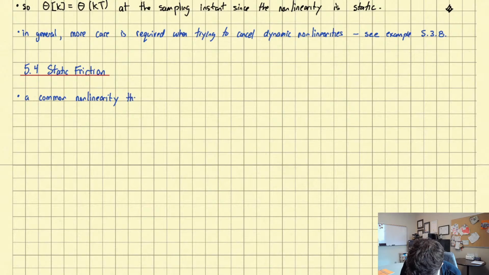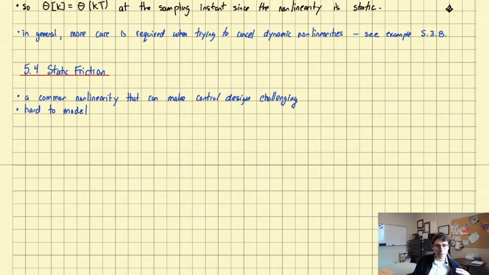That can make control design challenging. It is very hard to model. If you look in the notes, I give some discussion of ways you could try to model it. While that discussion is going to be more complicated in the notes than what I say in class, it's still a crude model, right? People are still writing papers on trying to come up with good models of these static nonlinearities. So it's hard to model.